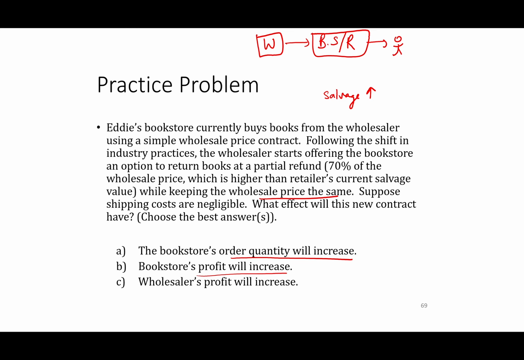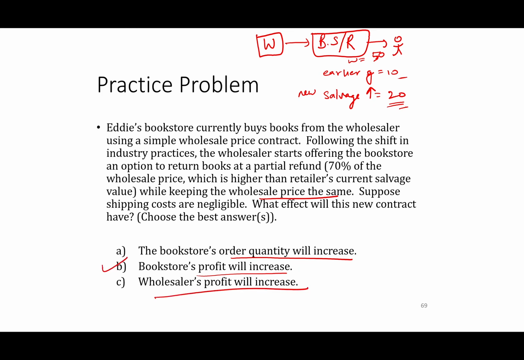As the salvage value increases, the overage cost reduces. So the order quantity by the bookstore will increase. And the bookstore's profit is also going to increase since it now gets additional money for returning the books, right? So earlier salvage was, let's say, earlier G is equal to 10 and then new G is equal to 20. Since it's going to make a higher profit in returning those books, and let's keep the wholesale at maybe 50, here they were losing $40 on each one. Now they're only losing $30.